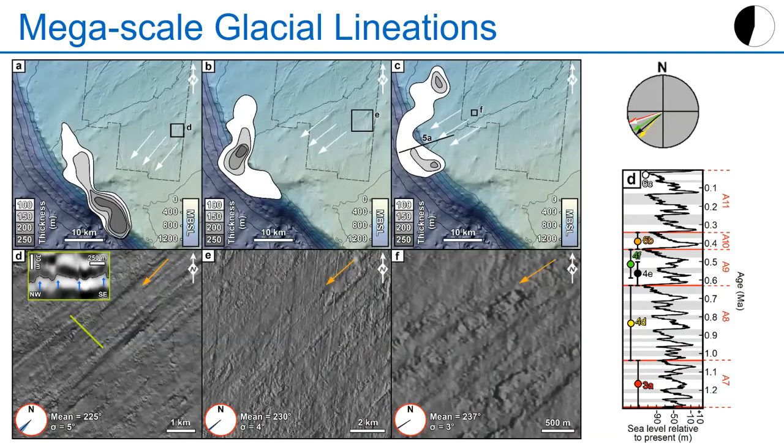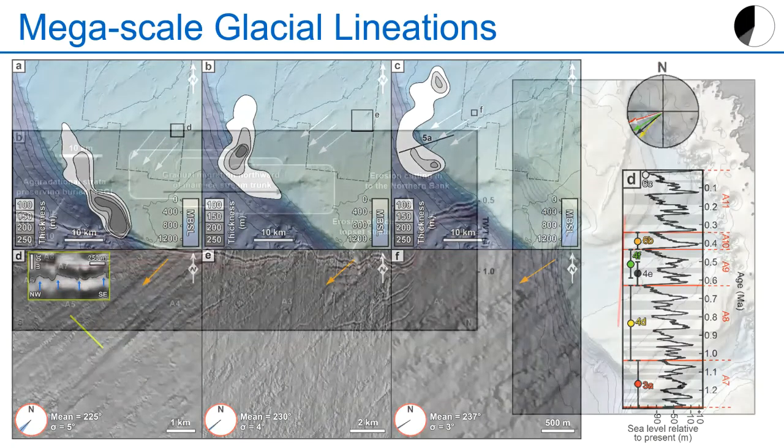You can see the errors are quite large, hoping to one day be able to tie that down a bit more. But the rose chart at the top shows the average direction of these different lineations, and we can see that it changes through time. So we're able to see where ice is flowing and how that changes through time.